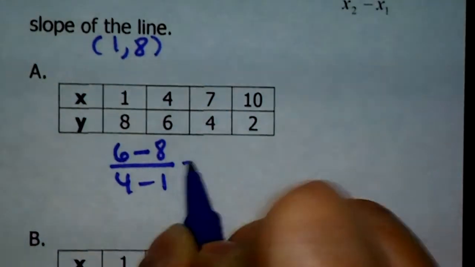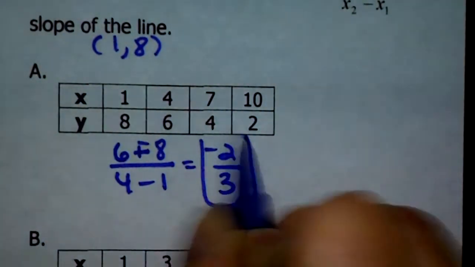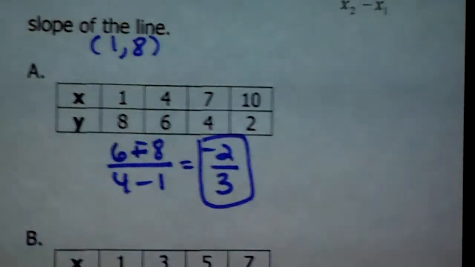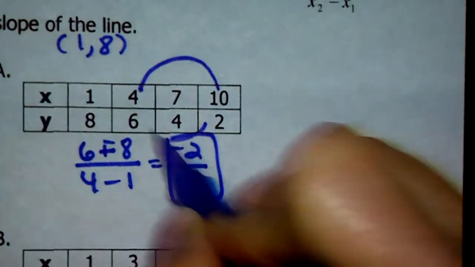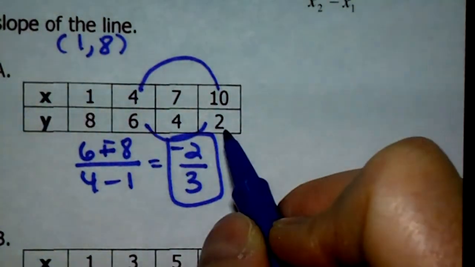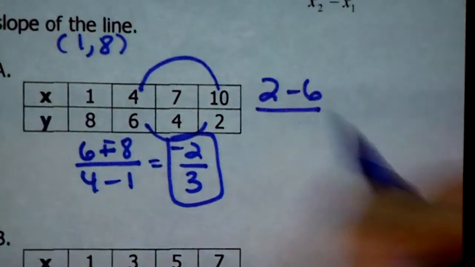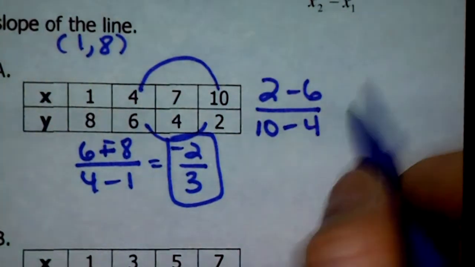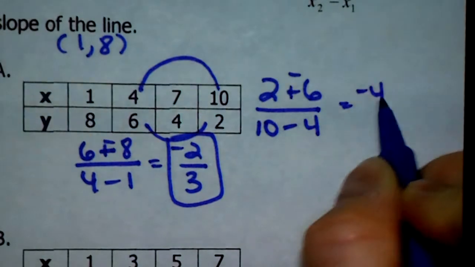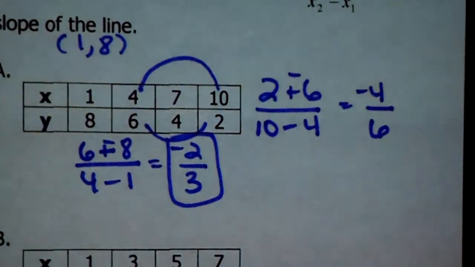All right, so 6 minus 8, or plus -8, is -2. 4 minus 1 is 3. Your slope is -2/3. Now, just for fun, what if you would have chosen these points instead? This point and this point. If you take the second y, 2, minus the first y, 6, over the second x, 10, minus the first x, 4, 2 minus 6 would be -4. 10 minus 4 would be 6. And doesn't -4/6 simplify to -2/3? I know, it's so cool.